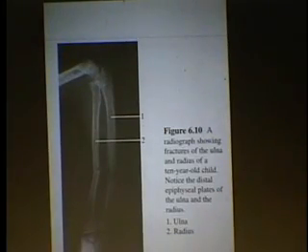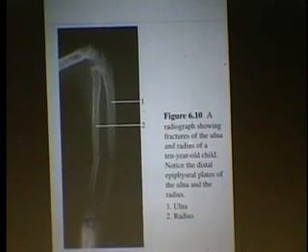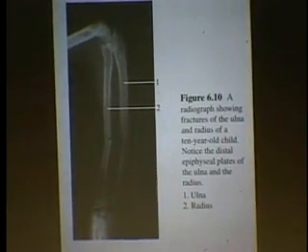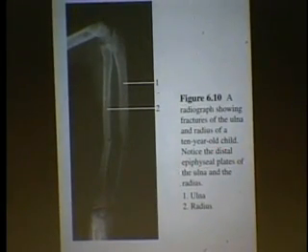And this shows what happens. It's a radiograph showing fractures of the ulna and the radius of a 10-year-old child. Notice the distal epiphyseal plates of the ulna and the radius. So you have your ulna and your radius. Look at the epiphyseal plate here. You say, what in the world does that mean?